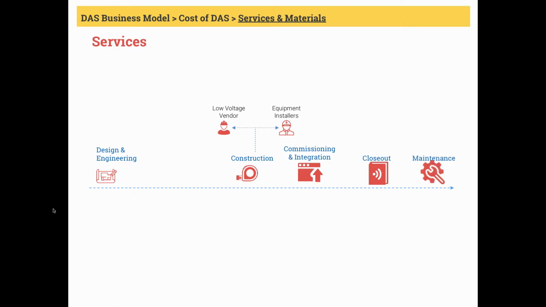And finally, you would probably get a maintenance vendor to maintain the DAS, and maintenance falls into OPEX, or operational expenses, whereas the four categories I mentioned before, DAS design and engineering, construction, commissioning and integration, and closeout, may fall in the capital expenses bucket. You'll need someone to manage the projects.